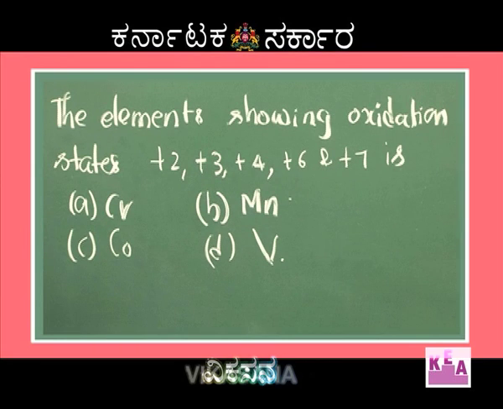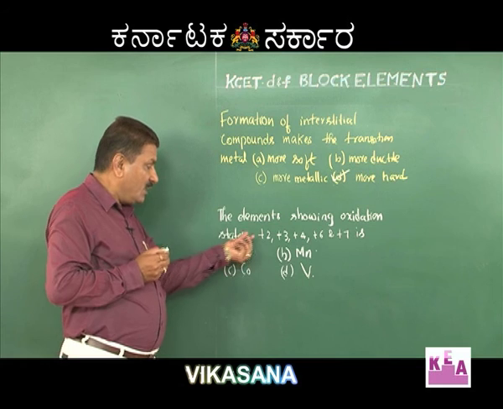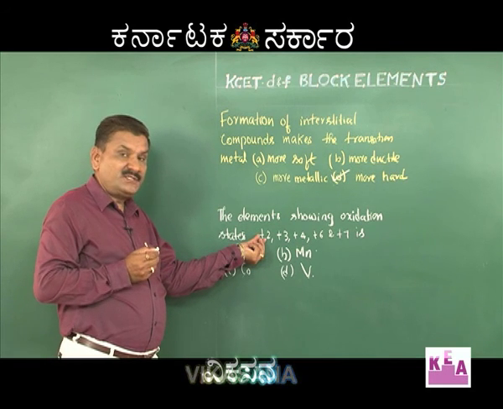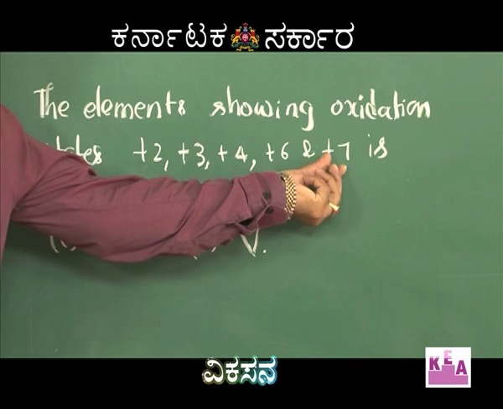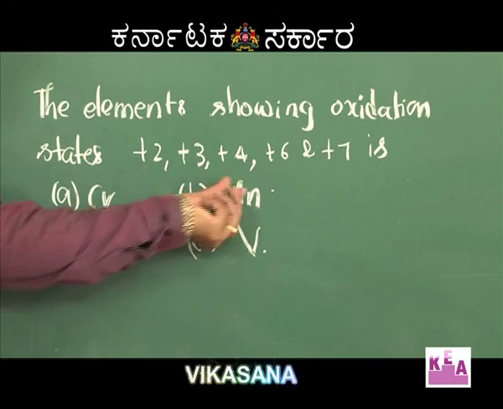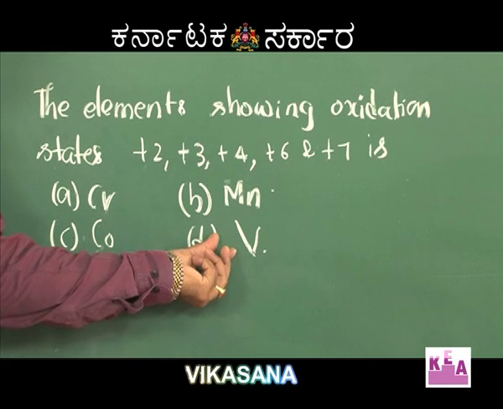The elements are showing oxidation states +2, +3, +4, +6 and +7: chromium, manganese, cobalt and vanadium. Look here, minimum oxidation state is +2, maximum oxidation state is +7. The elements given here are the elements of the 3d series.